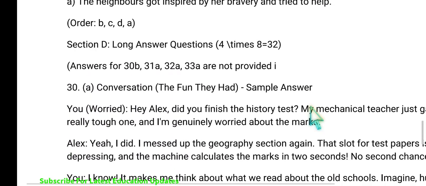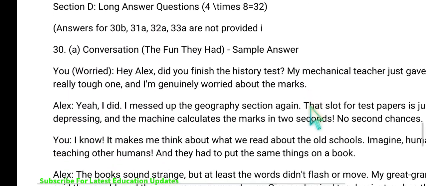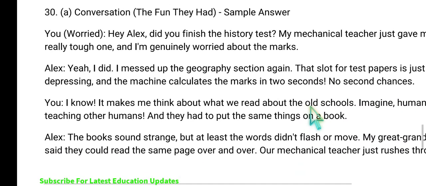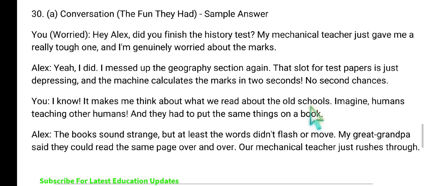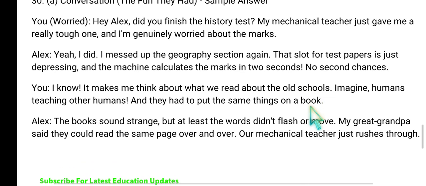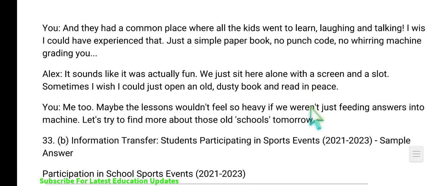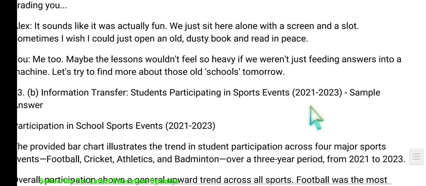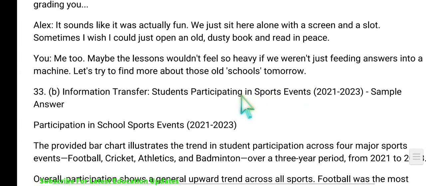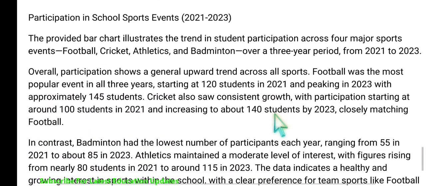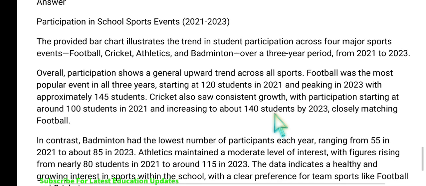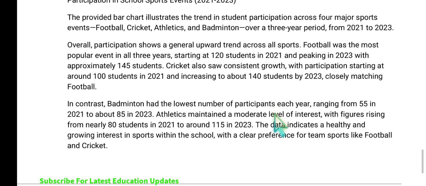Then long answers. The Fun They Had, sample answer here. Conversation between you and Alex. Look at the sample answer. Then information transfer, students participating in sports event. Sample answer can be analyzed here for referencing and for awarding the marks.